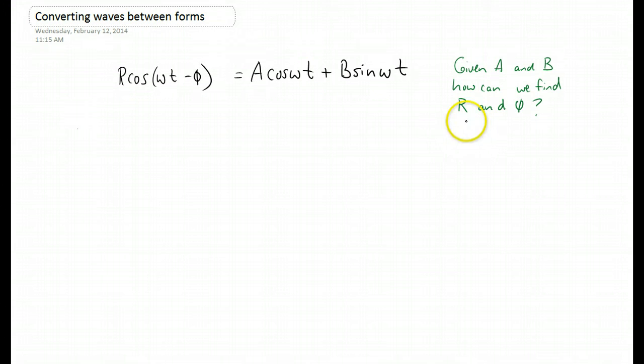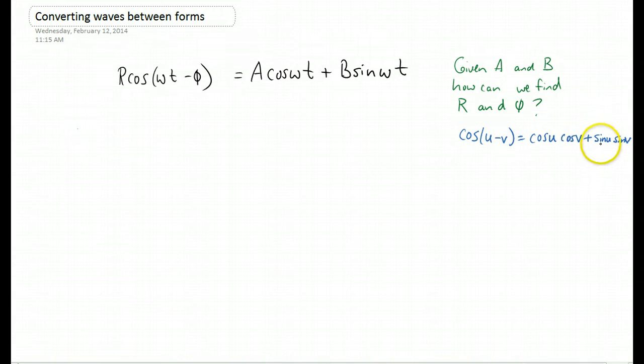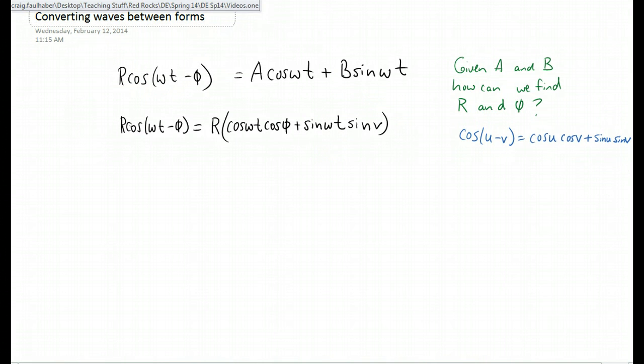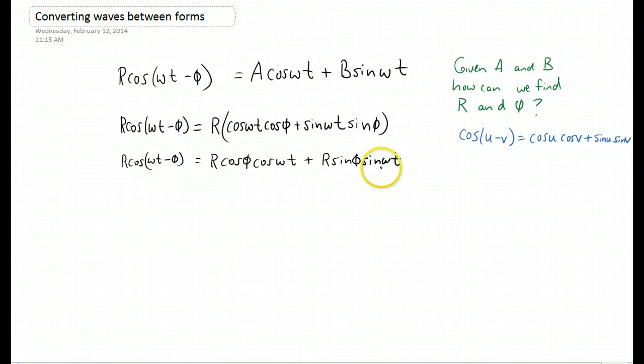The first thing we need to do is to remember this trig identity. It's cosine of u minus v. It's cosine u cosine v plus sine u sine v. Well, this is the situation that we have right here, so I'm going to rewrite this cosine term using this identity. All I have to do now is distribute the r. So I fixed this phi, I distributed the r, and I rearranged terms.